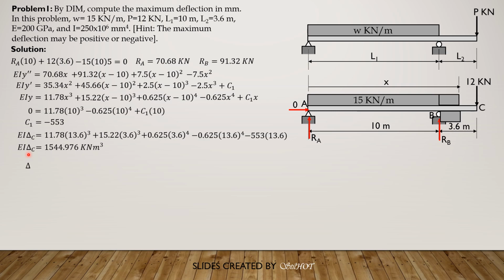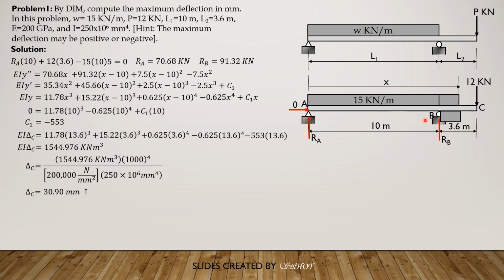And E is expressed in megapascals, 200,000 megapascals, or 200,000 Newton per mm square. And the moment of inertia is already in mm to the fourth. So the units in the denominator is Newton mm square. The numerator is Newton mm cube, so the net unit is mm. So delta C is equal to 30.90 mm, and because it is positive, it is upward.